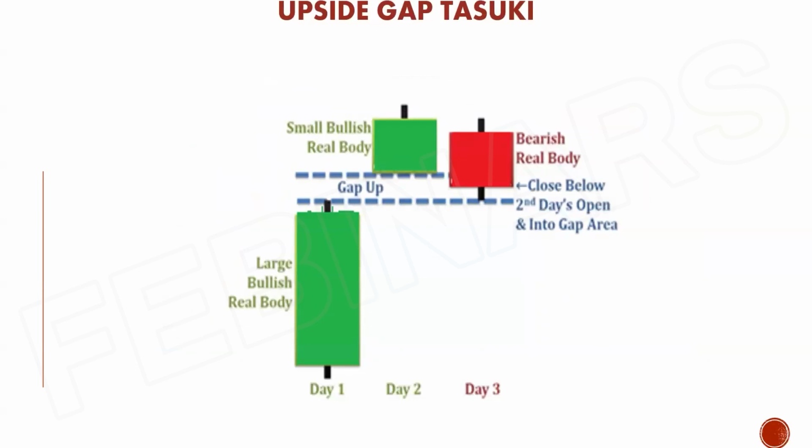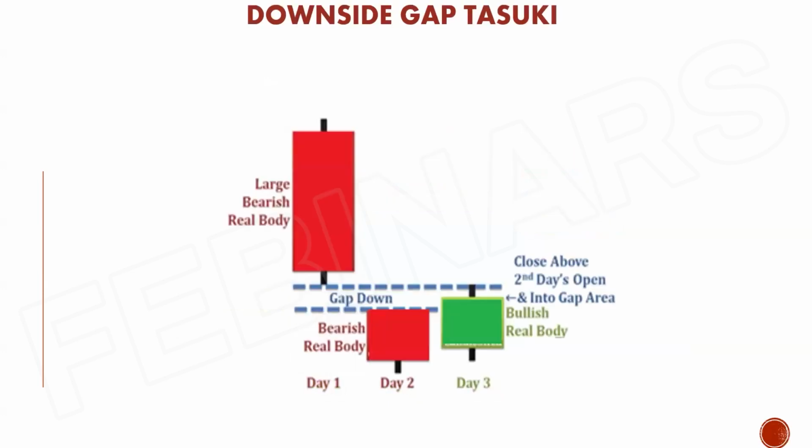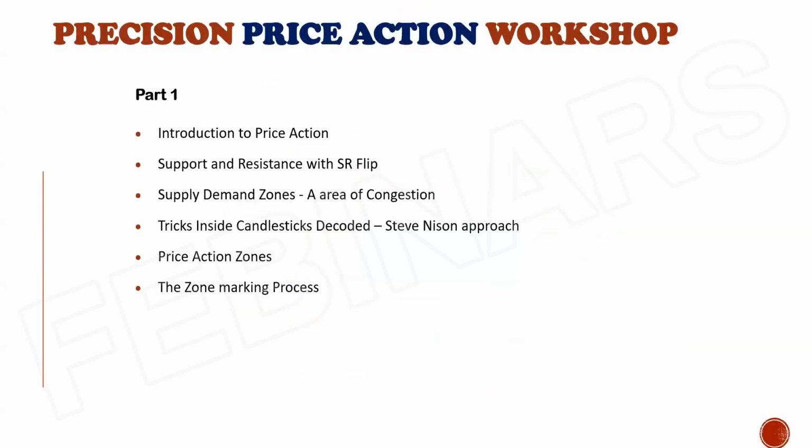See, upside gap Tasuki is once a gap up has occurred, the gap would be filled. Similarly, downside gap Tasuki. So these are the few candle patterns which we have discussed.